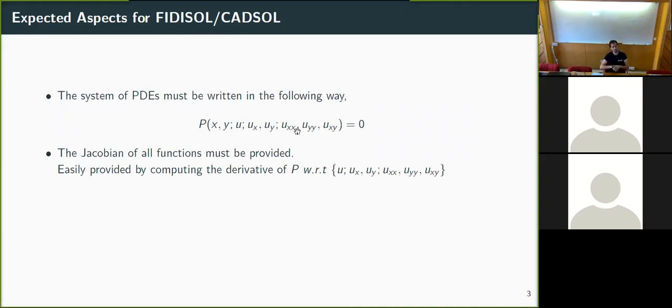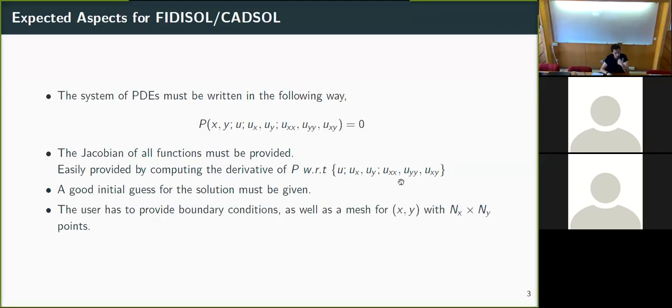Then you also must provide the Jacobian for all the functions. This can be easily computed by the derivative of P with respect to all the functions. And also a good initial guess must be provided. And finally, you have to provide the boundary conditions in order to solve the PDE, as well as a mesh for the independent variables, in our case with nx and ny points.